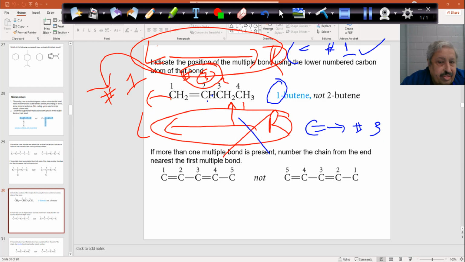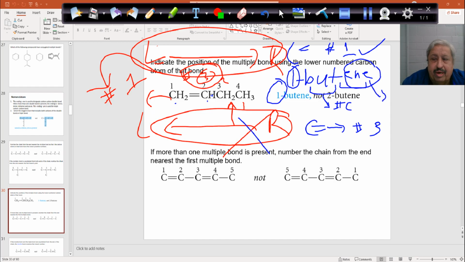You are numbering the carbons. The carbons are 4. That's but-. Correct? The double bond is coming at the first, the lowest numbering. 1-but-. Since it's a double bond, then I will add to this E-N-E. Correct? So we have 1 designating the location of the double bond. This one here designates the number of carbons. Correct? And here is designating the type of bonding. So we have a double bond here, not a single bond.